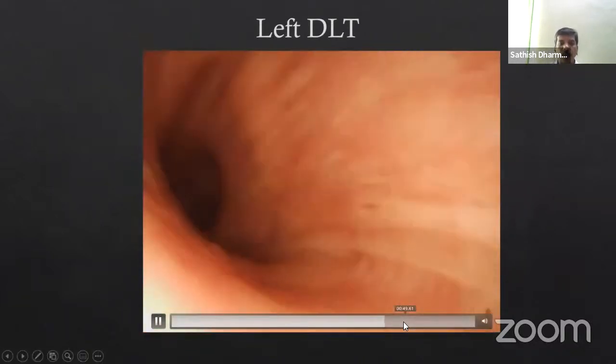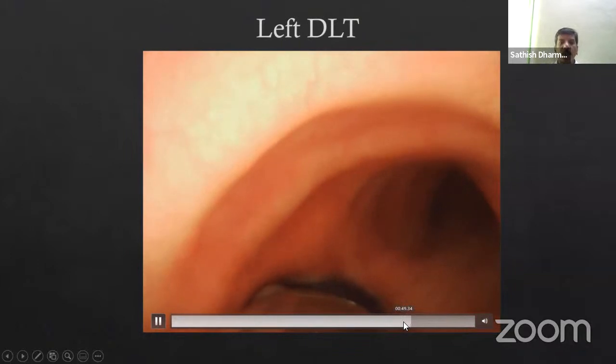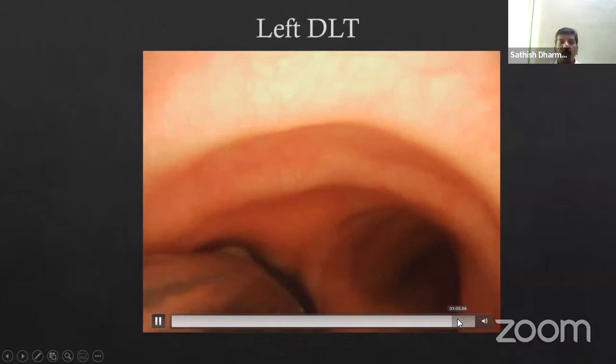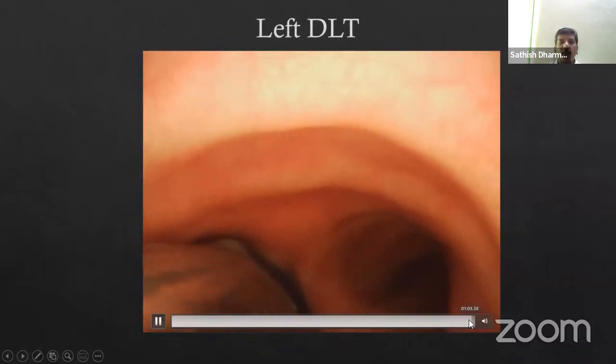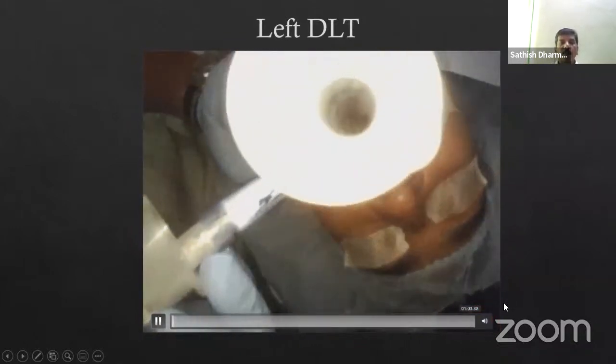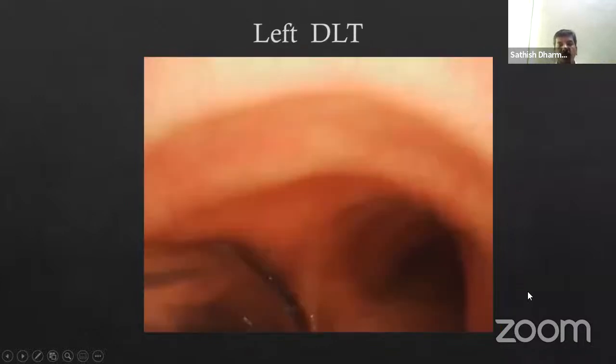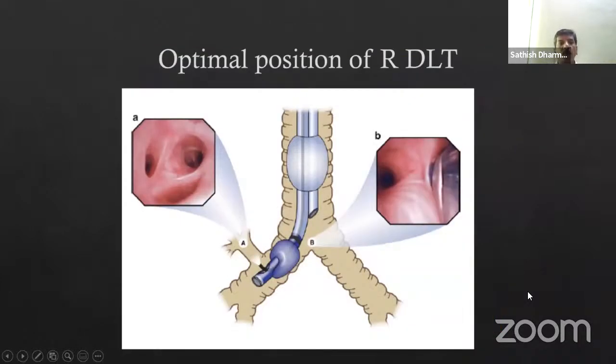Then take it out and then go inside the left side and confirm whether it is above the secondary level carina, and make sure that it is above it, otherwise we'll have a higher airway pressure. That's how it has to be confirmed.